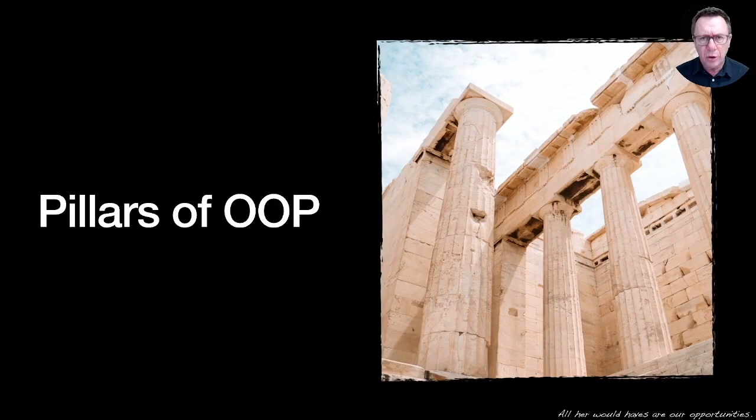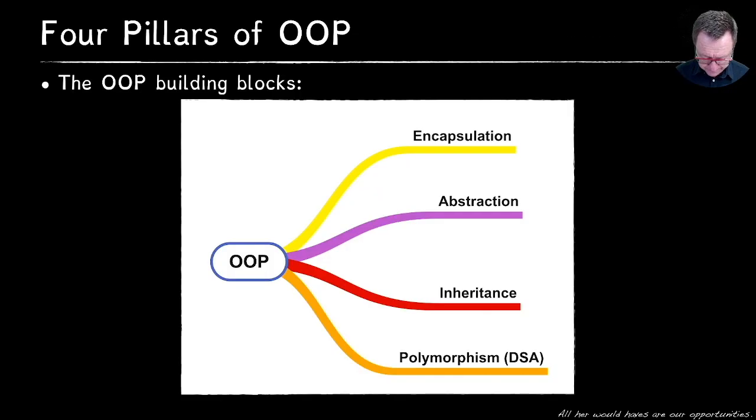The pillars of object-oriented programming. Well, there are 4 pillars when it comes to object-oriented programming. Our first one being encapsulation. Then we've got abstraction, inheritance, and polymorphism.